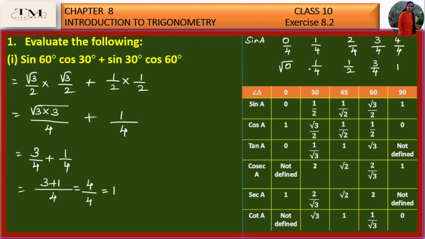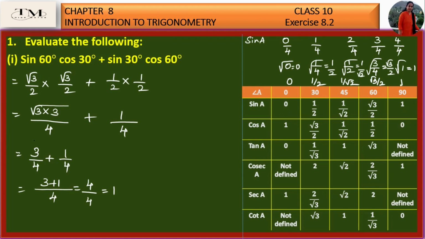Now take the square root for all. The square root of 0 is 0. The square root of 1 is 1. The square root of 4 is 2, so 1 by 2. The square root of 1 is 1, and of 2, so write 1 by root 2. The square root of 3, write root 3 as such. The square root of 4 is 2, so root 3 by 2. The square root of 1 is 1. So we got 0, 1 by 2, 1 by root 2, root 3 by 2 and 1. So we got the first row. If you get the first row, the other rows are easy.